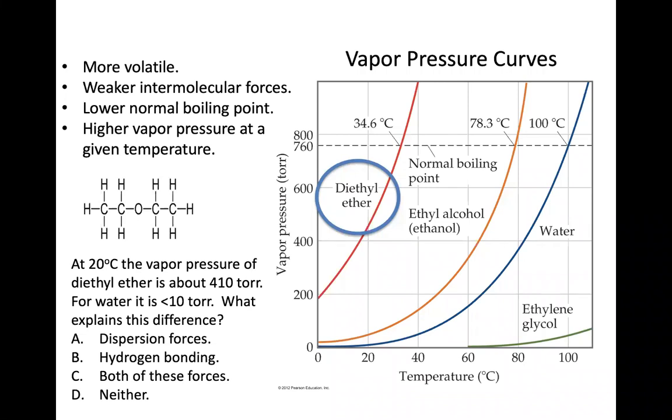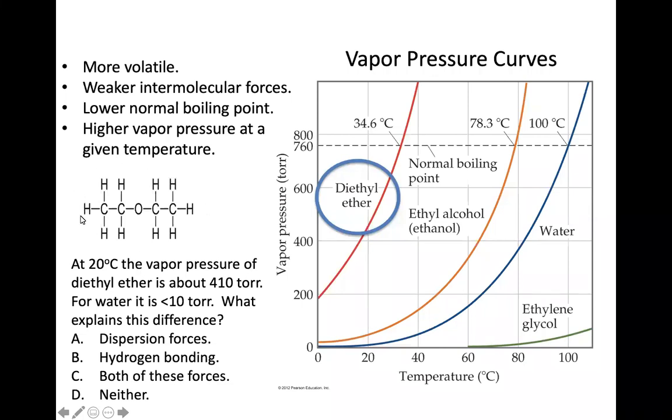Diethyl ether has a lower boiling point than water. All of those are telling me that diethyl ether has weaker intermolecular forces. So the first thing I'm doing is analyzing the data that it provides. I know that I have to somehow have an explanation that says diethyl ether has weaker intermolecular forces. Okay, now let's look at diethyl ether. Diethyl ether is shown here.